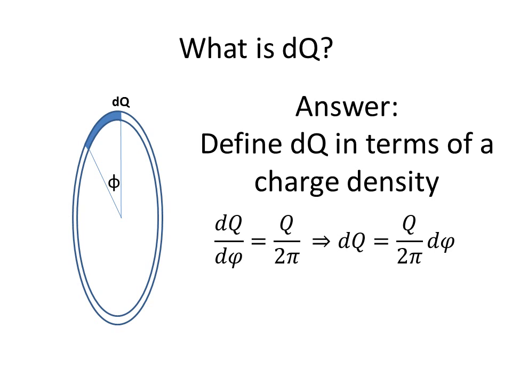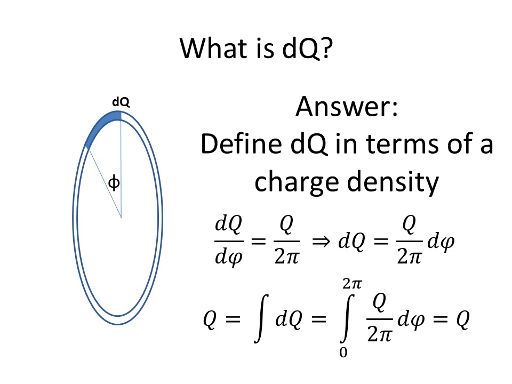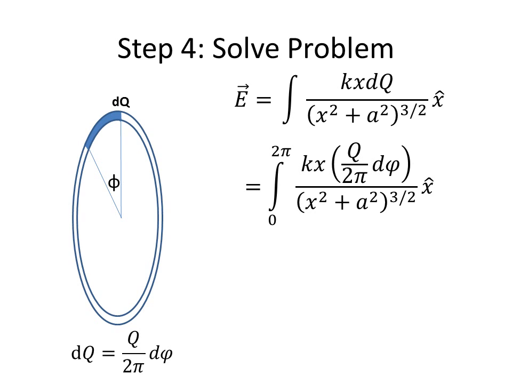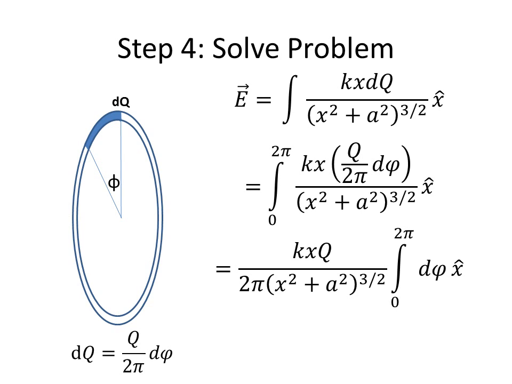We can check to see that our charge density is correct by integrating it over the ring, and indeed, we obtain a total charge Q in the end. Now that we have the charge density, we can write dq in terms of d phi. Since phi is not dependent on any other variable, and since all the other variables are constant, all the variables except for d phi can be taken out of the integral. When we integrate d phi from 0 to 2 pi, we simply get 2 pi. The 2 pi's in the numerator and denominator cancel each other out, and we are left with our solution.